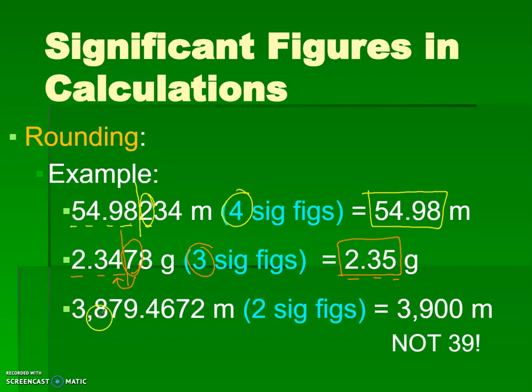So what do we do down here? We have the number 3,879.4672 meters. We need to round to 2 sig figs. So I take my first 2 significant values, make my cut. I look at my number to the right of it. It's greater than 5, so that bumps this up to a 9. And my answer, look at this, it's in the thousands. It is going to be 3,900. That has 2 sig figs.